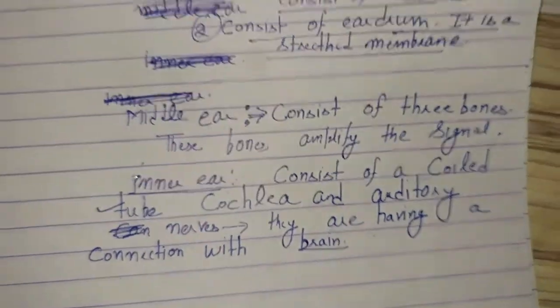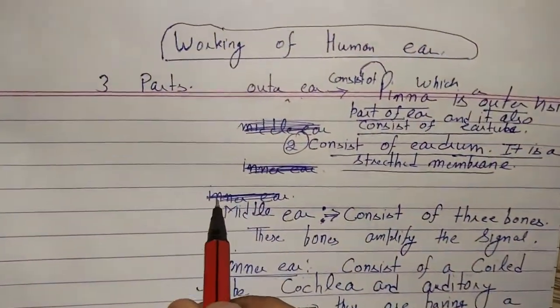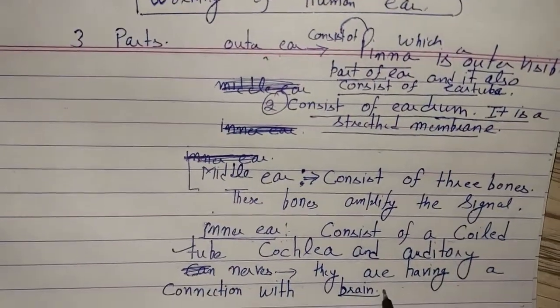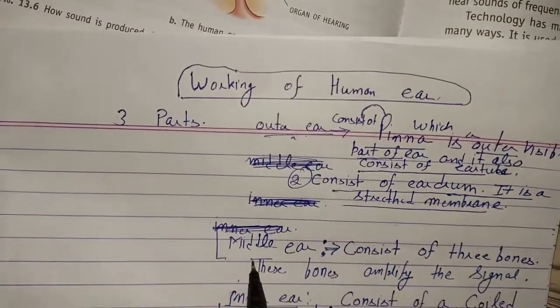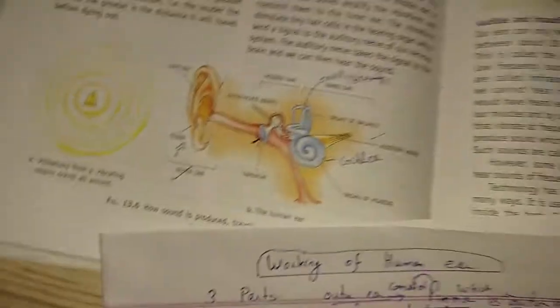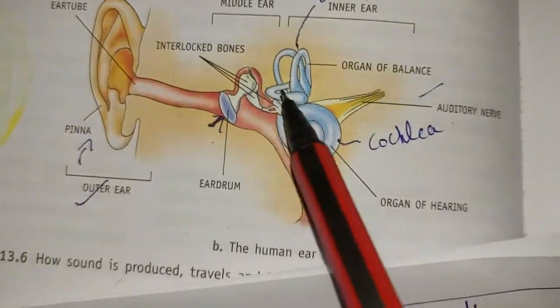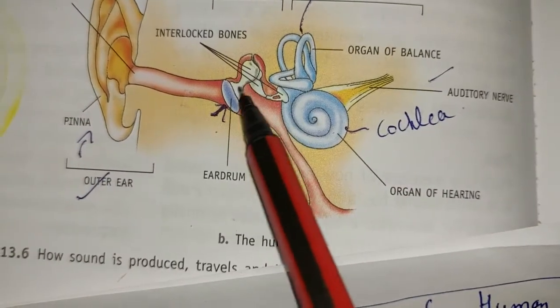Okay, like this. So there are three parts: outer ear, middle ear, and inner ear. So this is the outer ear, this is the middle ear, and this is the inner ear.